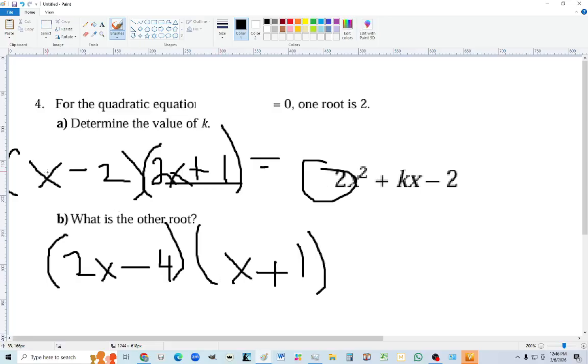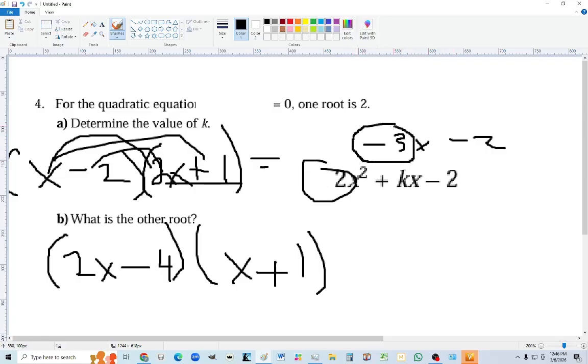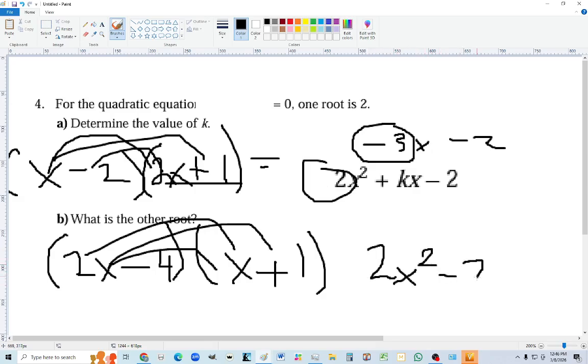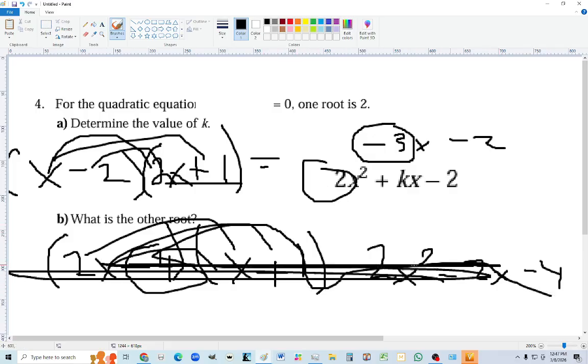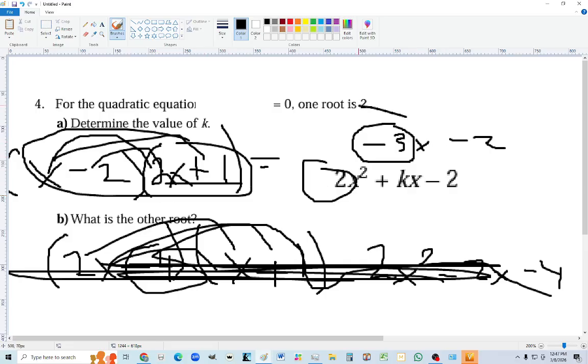In this case, it's 2x squared plus 1x minus 4x. So that would make this minus 3x. And then minus 2, which means my k is minus 3. In this case, we get 2x squared plus 2x minus 4x, so we get 2x squared minus 2x minus 4. This one can't possibly work because it creates a minus 4. Therefore, this is the only one that could work. Therefore, our k must be minus 3.